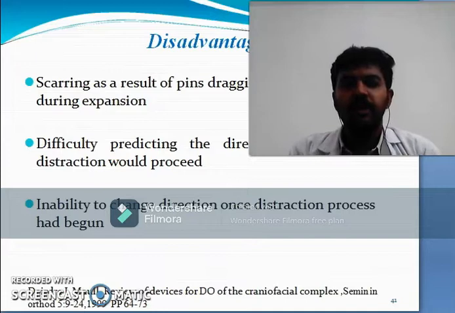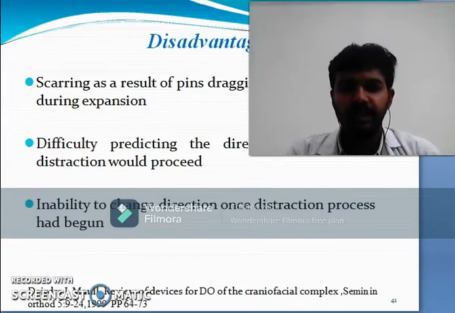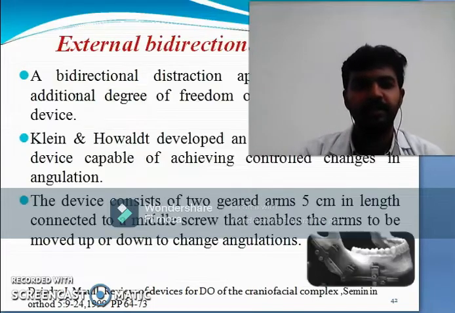Disadvantages: scarring as a result of pin dragging through the skin during expansion, the difficulty predicting the direction in which the distraction would proceed, and inability to change the direction once the distraction process has begun.